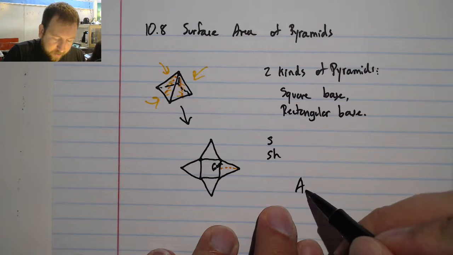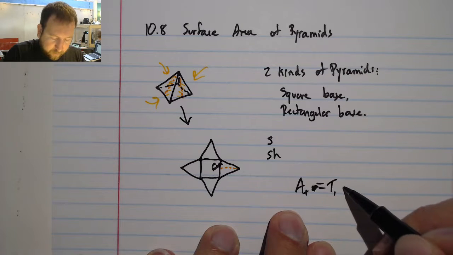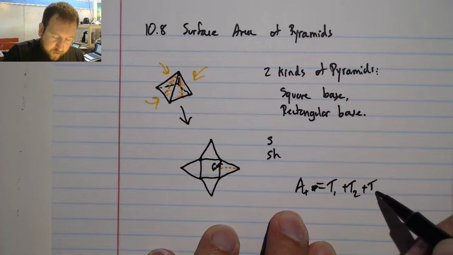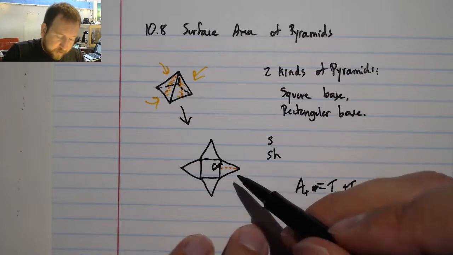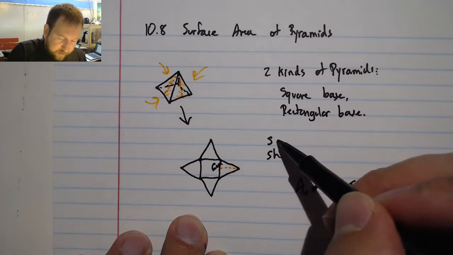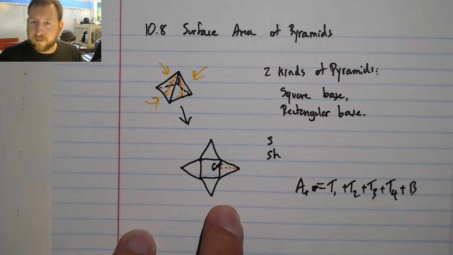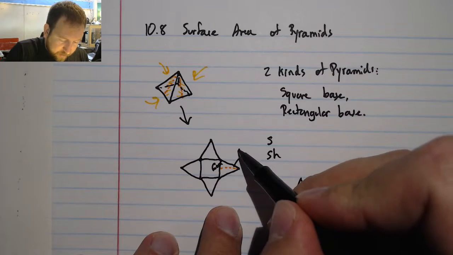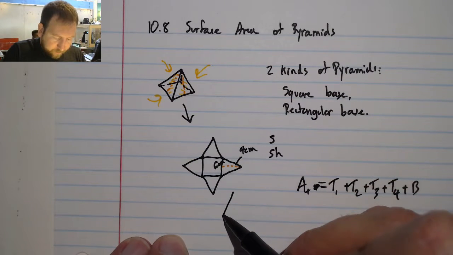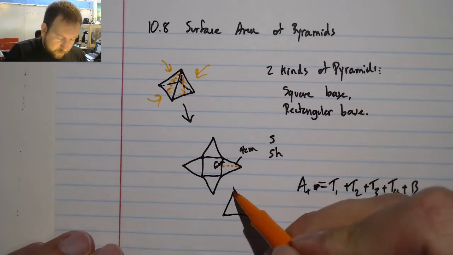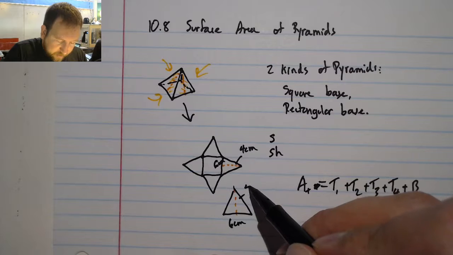So I could write my area total is going to be equal to triangle 1 plus triangle 2 plus triangle 3 plus triangle 4 plus the base. Now my triangle in this case has a base of 6 centimeters because that's the side of the square that I'm working with, and it has a slant height of 4 centimeters. I forgot to write that. So my triangle, if I were to pull it out and look at it, its base is 6 centimeters, and its slant height is 4 centimeters.